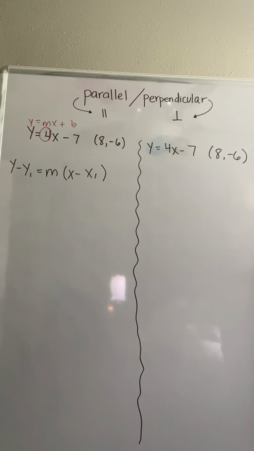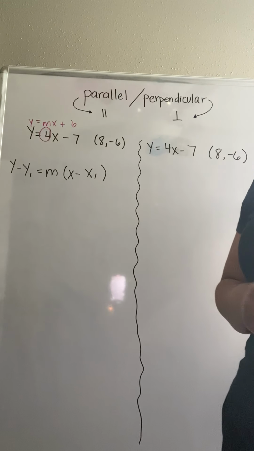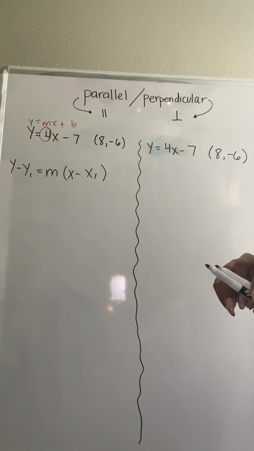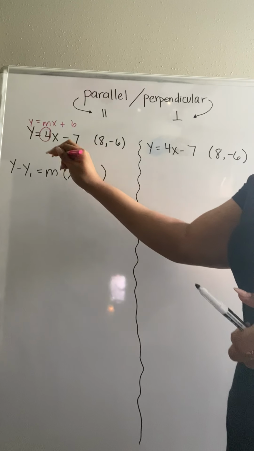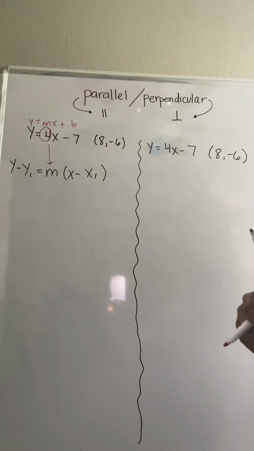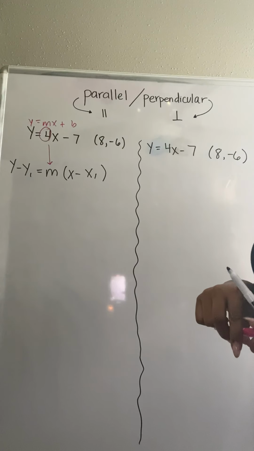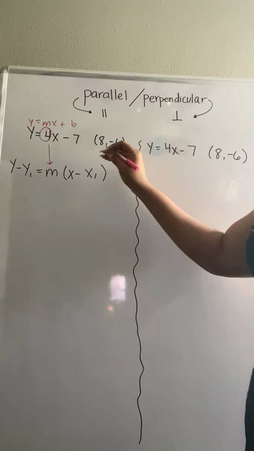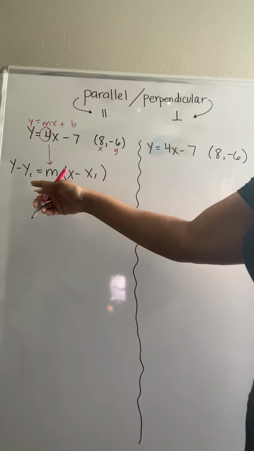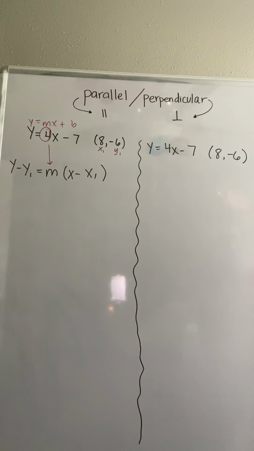We are going to take the information that we have, plug it into this formula, and find an equation that is parallel to this and goes through this point. This 4 is going to act as our m, because if they are parallel, they're going to have the same slope. This is our point, and every point is made up of an x coordinate and a y coordinate. In this case, we're going to plug these in for x₁ and y₁.